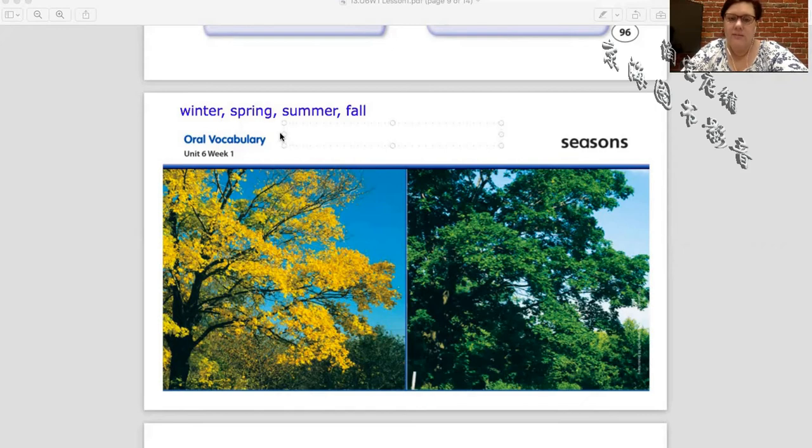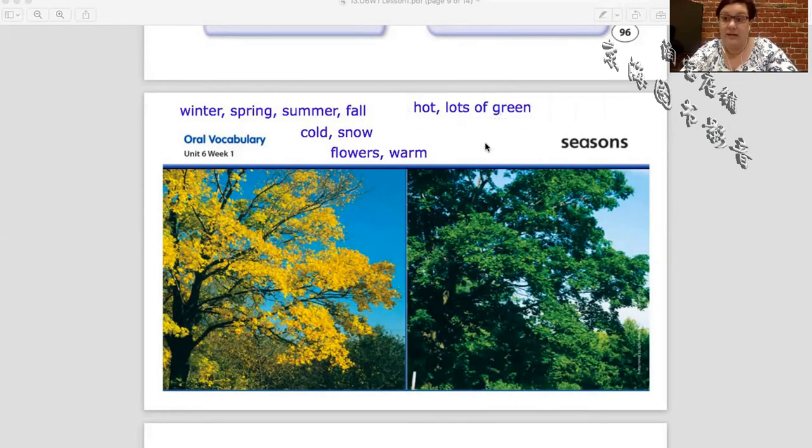So, what are some of the different ways we can tell the seasons? How do we tell it's winter? Maybe it's cold and we have snow. Okay, what about spring? Flowers and it gets really warm, right? What about summer? It's very hot, okay? All right, and lots of green. Everything is green in the summertime, right? Grass and trees and flowers, everything is green. Okay, what about fall? So you have colorful leaves and it's cool in the fall, right?